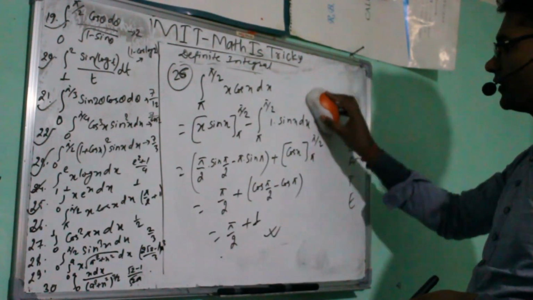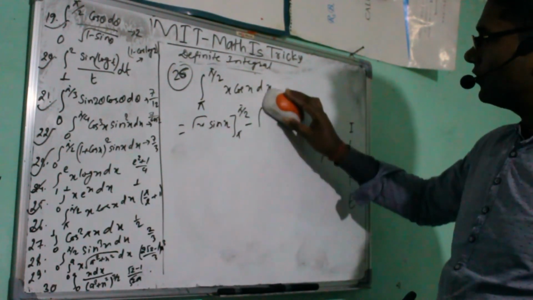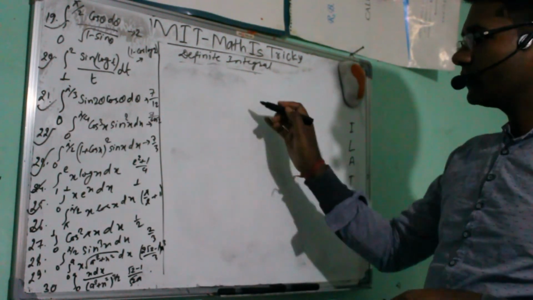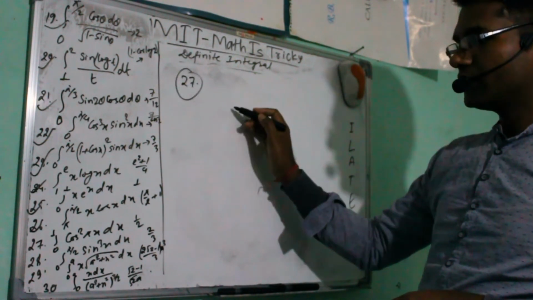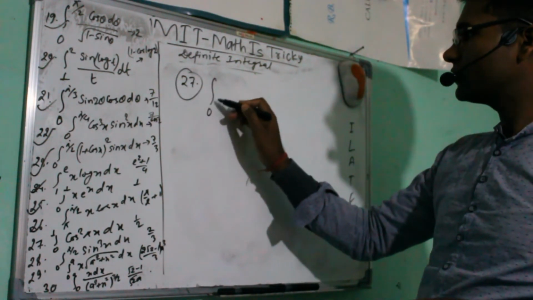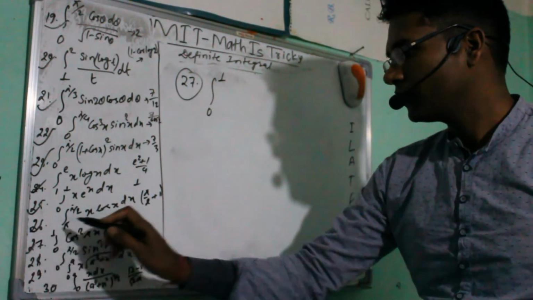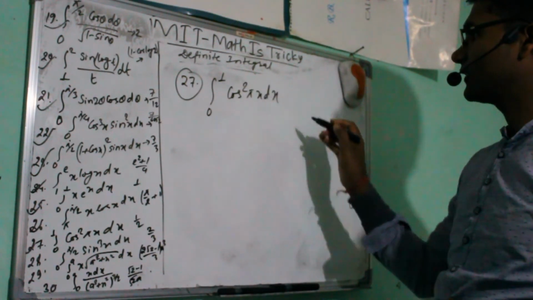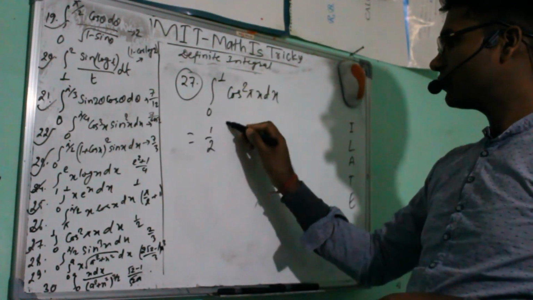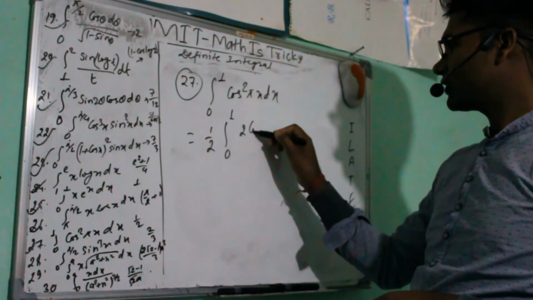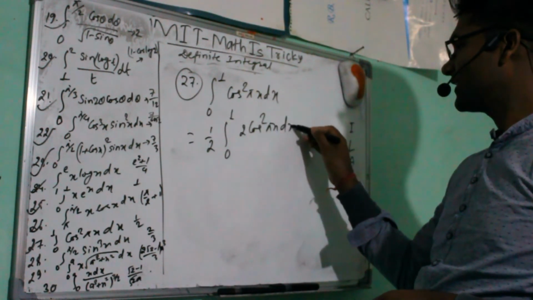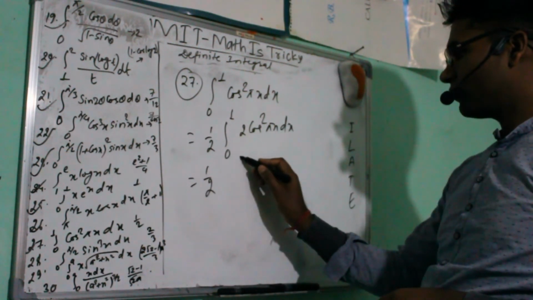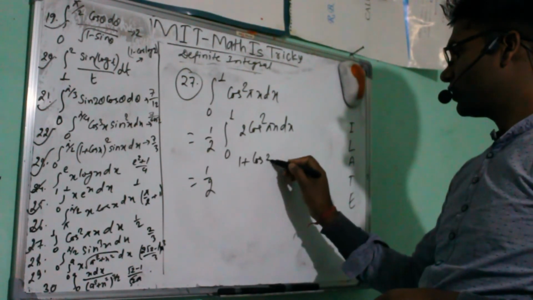Now the question becomes from 0 to pi by 4, and dx means a sec square theta d theta, over a square plus a square tan square theta, which gives the integral from 0 to pi by 4 of a sec square theta d theta by a square times (1 plus tan square theta), and 1 plus tan square means sec square theta. This cancels. 1 by a d theta means theta from 0 to pi by 4. So the answer will be pi by 4a.